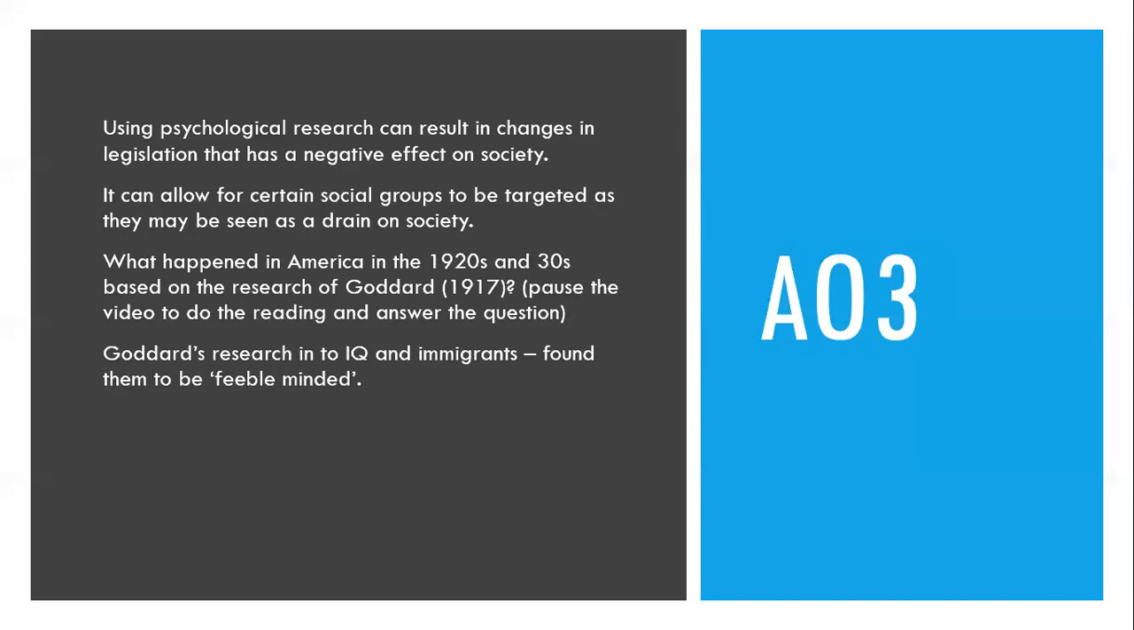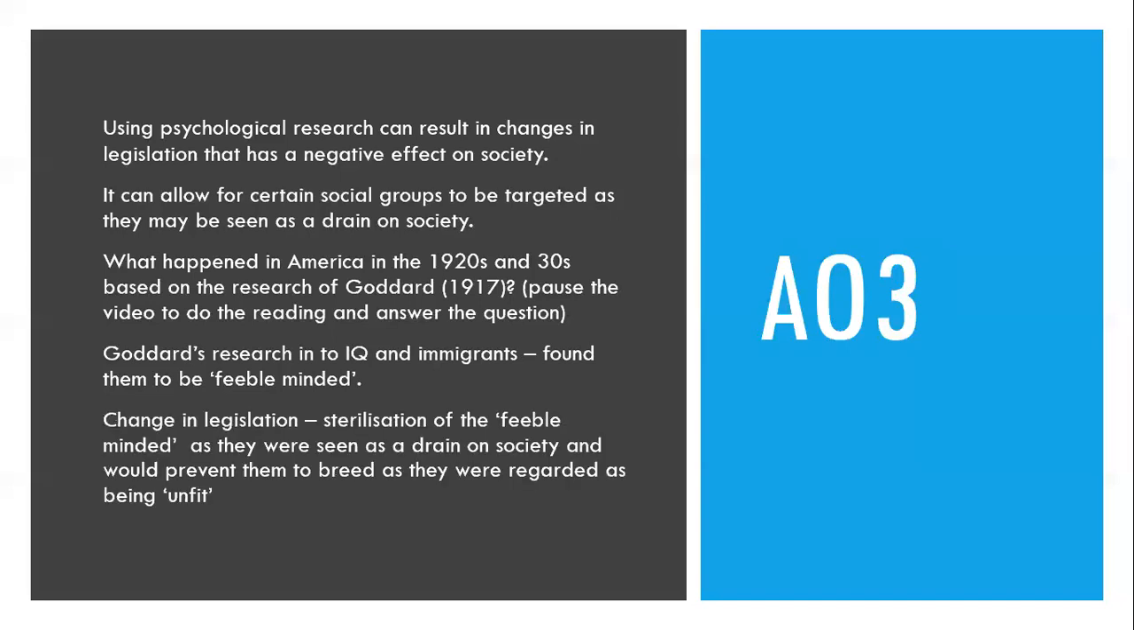Okay, so we've got the research. What is this telling us about social control in the 1920s and 30s? This is where this research actually influenced legislation in America. Legislation was changed. There was legislation in quite a lot of the American states, not all of them, to sterilize feeble-minded individuals.